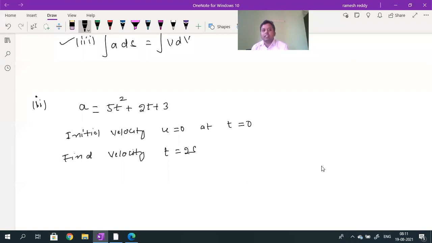So for this, if it is uniformly accelerated motion, when I know initial velocity, and time, I can calculate the final velocity by using the formula v is equal to u plus at.